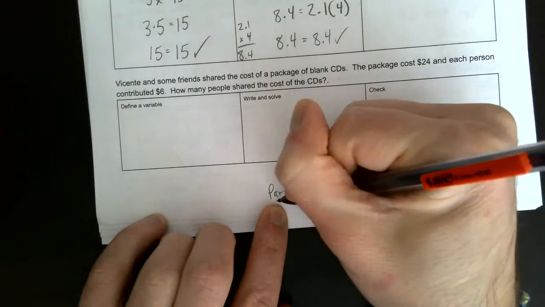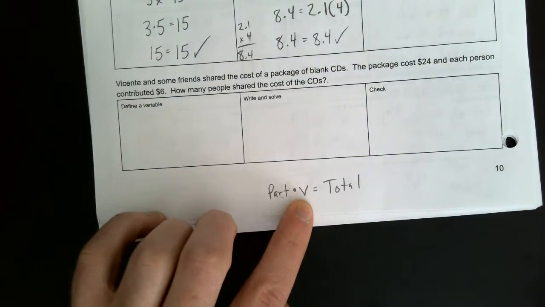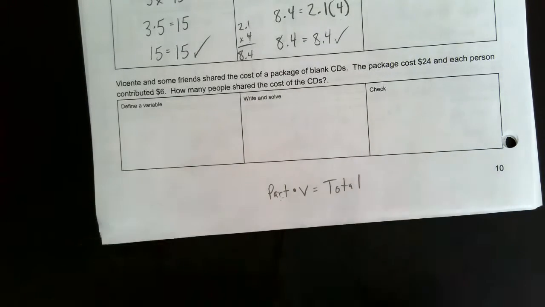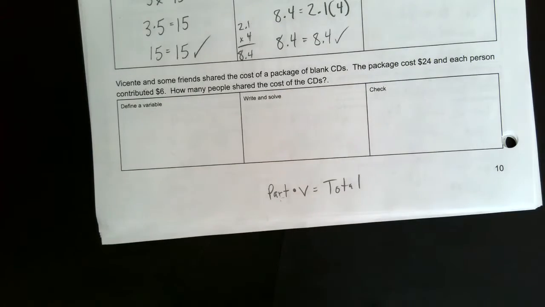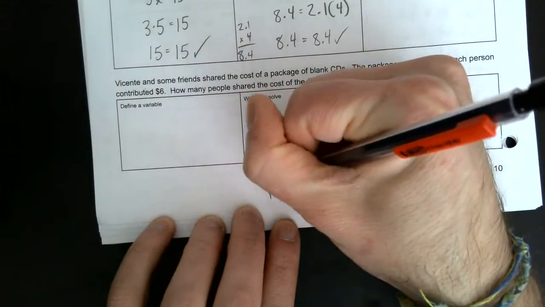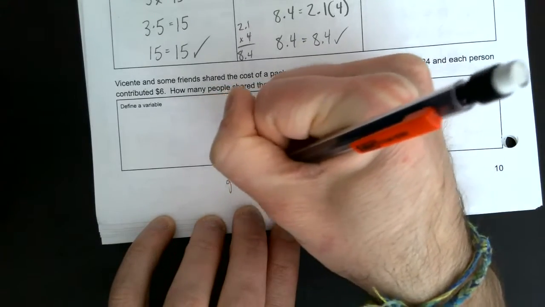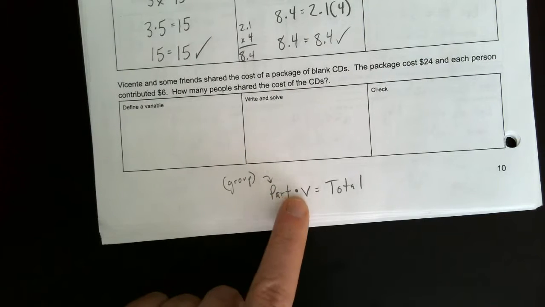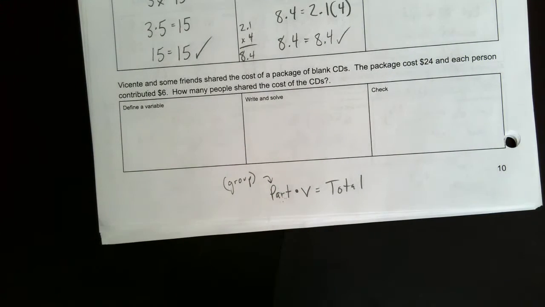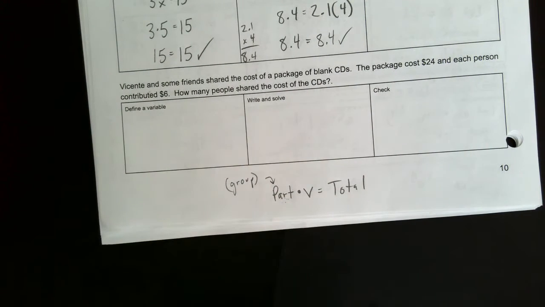This is also going to be like the number of groups times the variable, or how many are in each group. So the part is usually related to a group. How many groups you have, or how many are in each group. The part is usually related to some sort of group thing. But part times the variable equals the total. That's what it's going to look like. Got a number times the variable is the total.